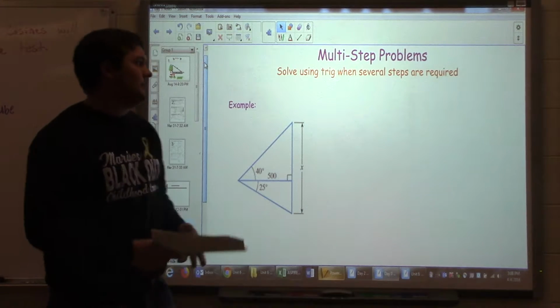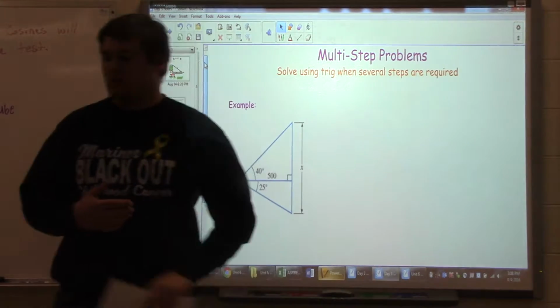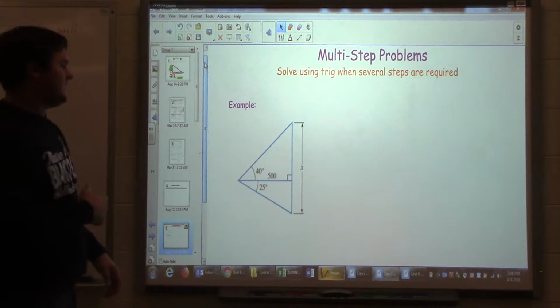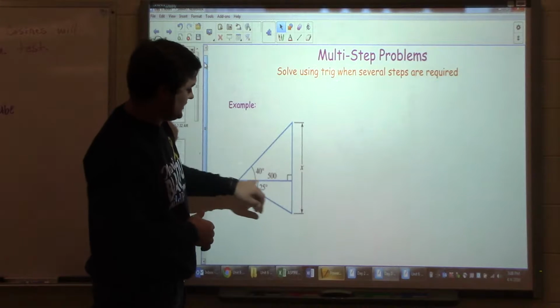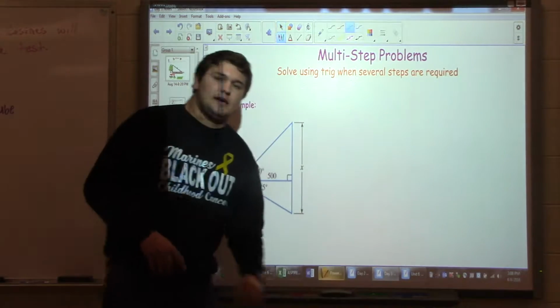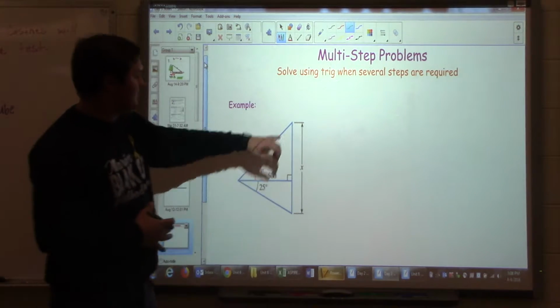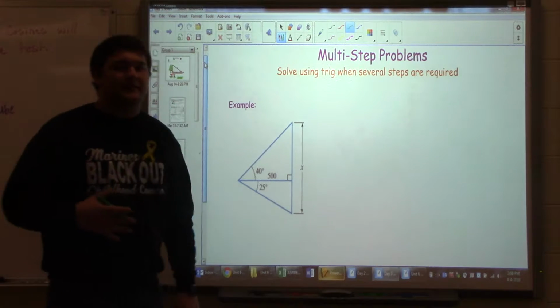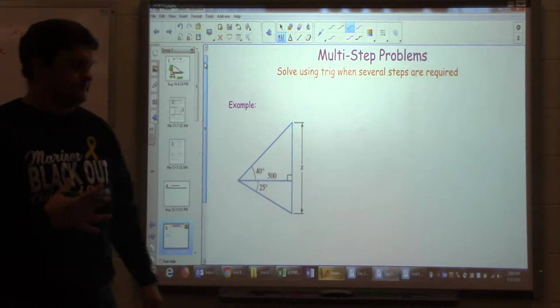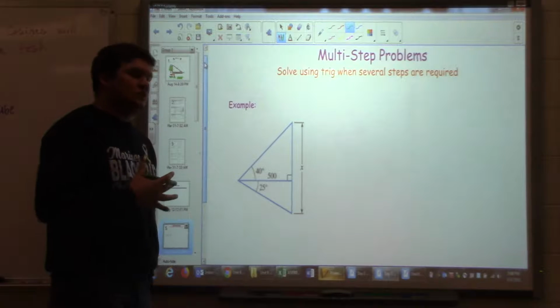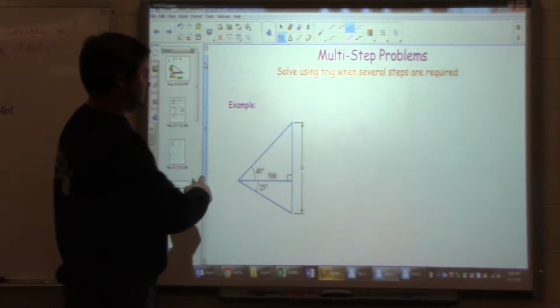So, multi-step problems. Sometimes we need more than one step when we're trying to find a value. In this case, I have 2 right triangles here. They share a side. And I want to find x. I want to find the whole length over here. Well, I don't have trig that can find me that. What I do have, though, is I can break down into the 2 smaller triangles.